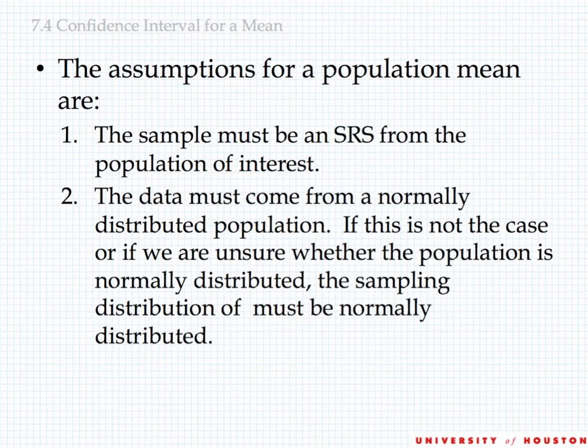The assumptions for a population mean are that the sample must be from a simple random sample of the population of interest, and the data must come from a normally distributed population. If it's not normally distributed, or we're unsure if it's normally distributed, the sampling distribution of our means must be normally distributed. Remember, we said that a sampling distribution of x bar can be considered normally distributed if n is greater than or equal to 30.